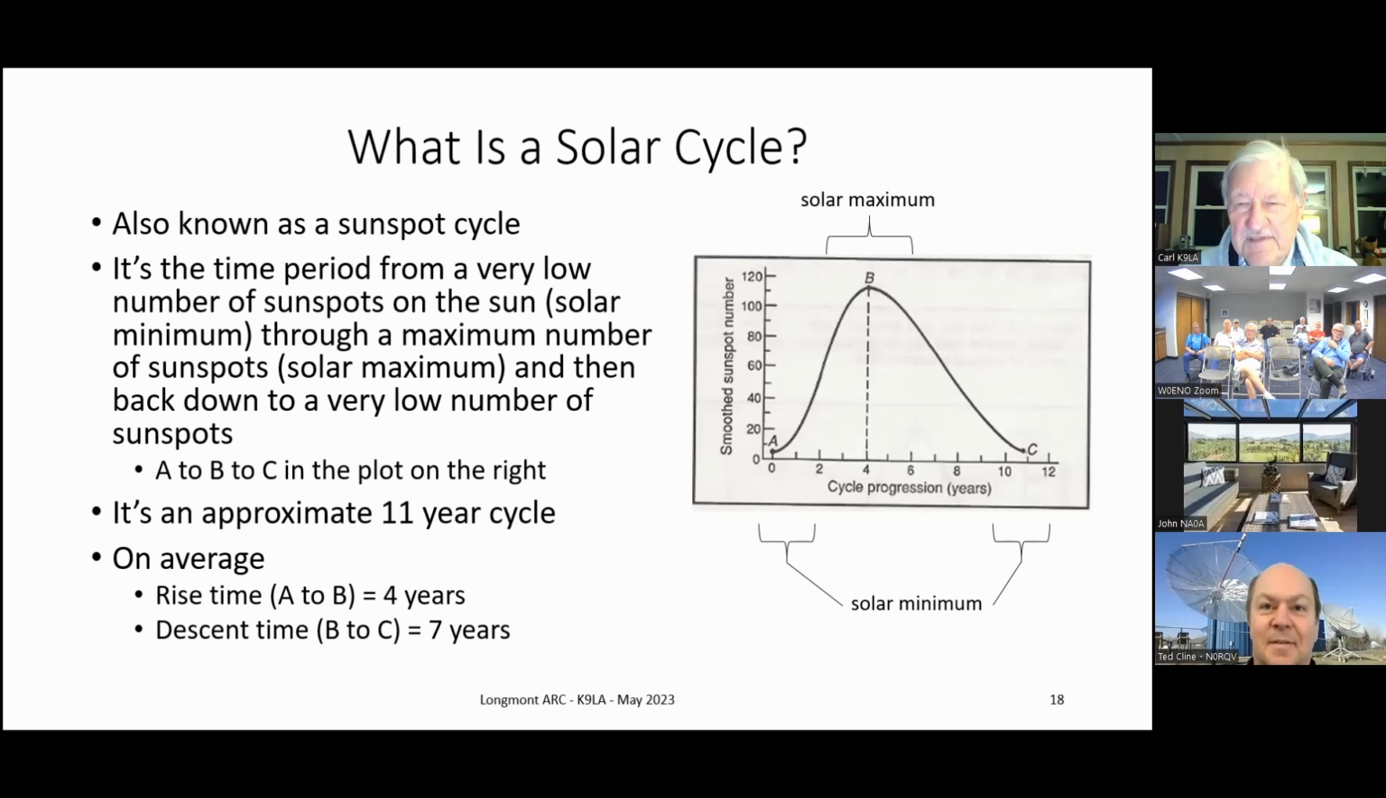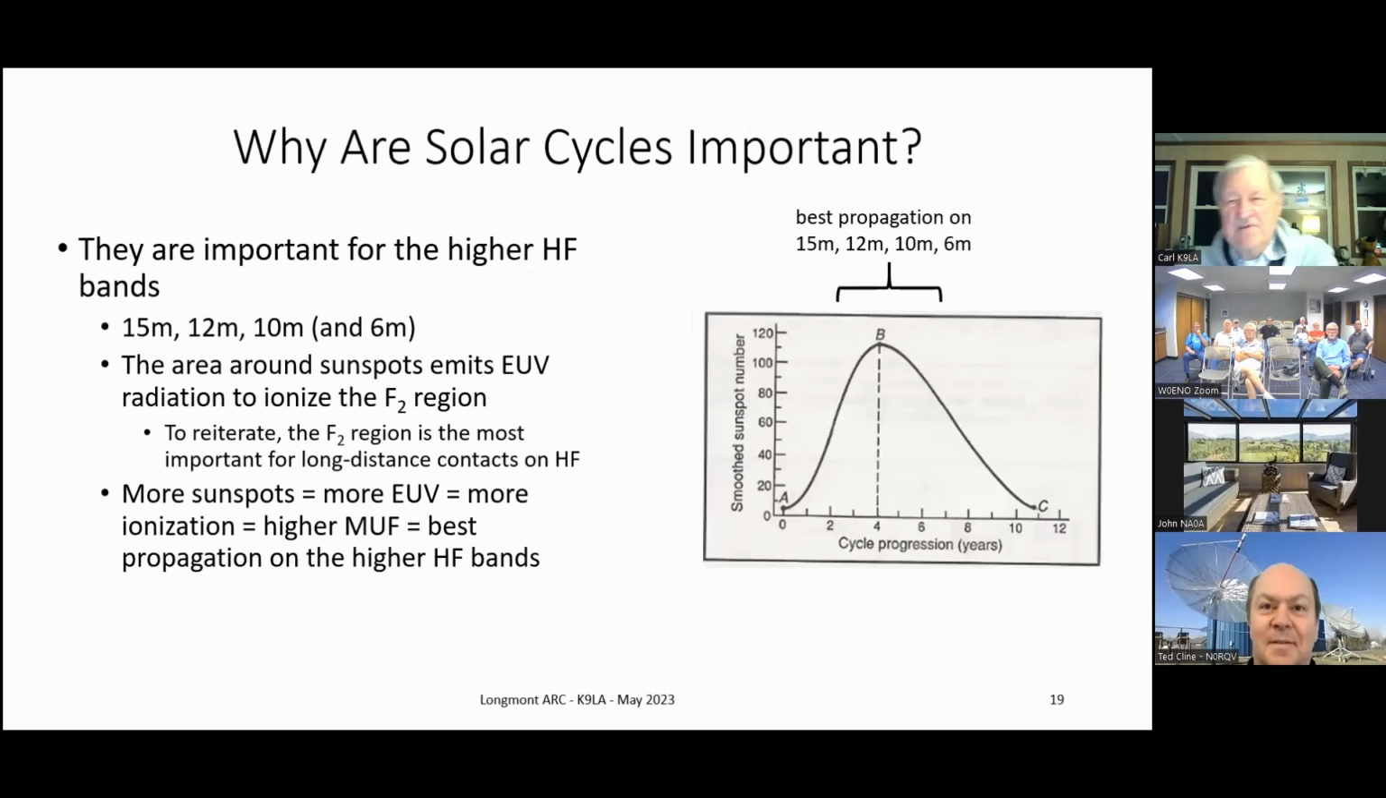So you can see where solar minimum is on that sketch, A and C, and solar maximum is up at the B part. So why are solar cycles important for us? Well, they are certainly important for the higher bands, 15, 12, 10, and even 6 meters.